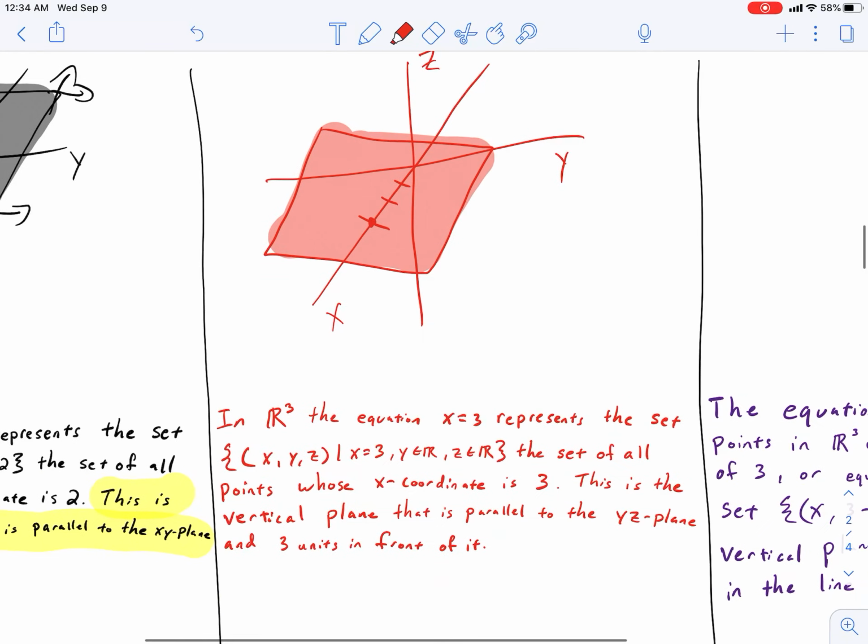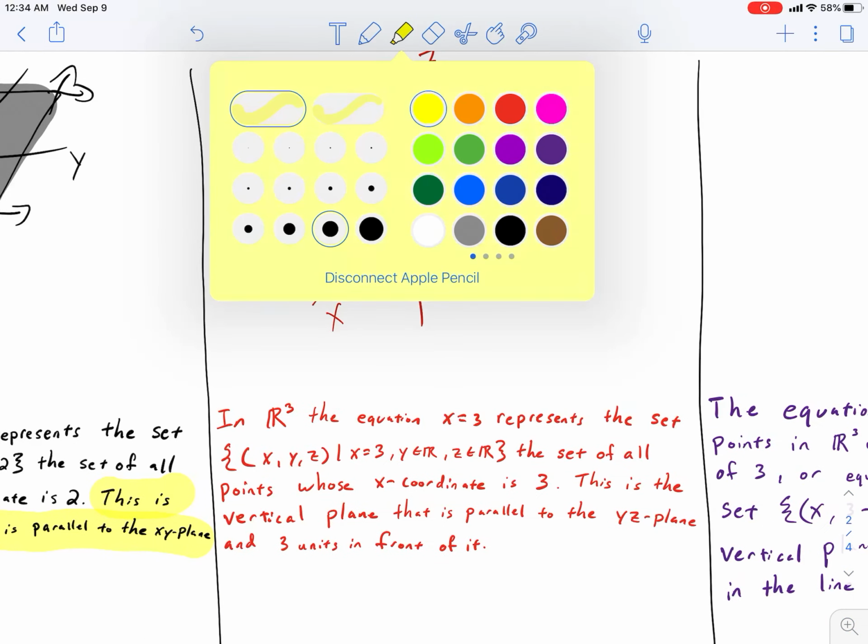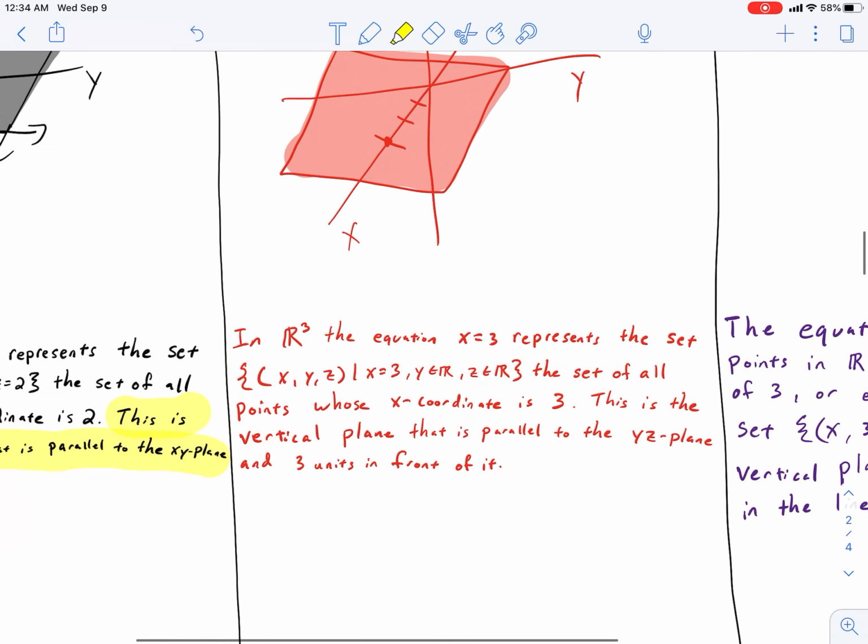And so, to define that, again, we basically use the same type of language that we used over on the left. In the three-dimensional coordinate system, the equation x equals 3 represents a set of x, y, and z, where x is 3, y can be any real number, z can be any real number. The set of all points whose x coordinate is 3. So again, all I would ask for you to write is this is the vertical plane that is parallel to the yz plane and 3 units in front of it.